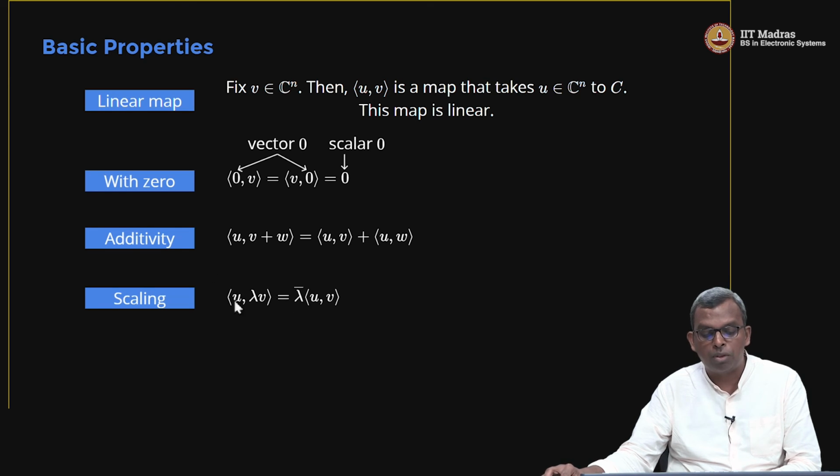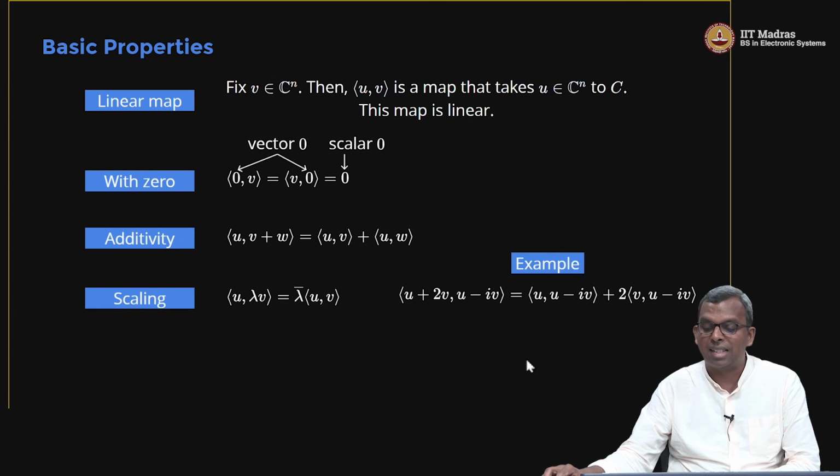Scaling in the first argument, we saw that before, is just a linear map. So, it just comes out. The second argument, you will have to conjugate. Okay. So, these are some basic properties, very easy to prove. Just write it down. You will get the answer in the proof. I am not writing it down in detail, but I hope this is clear enough to you.